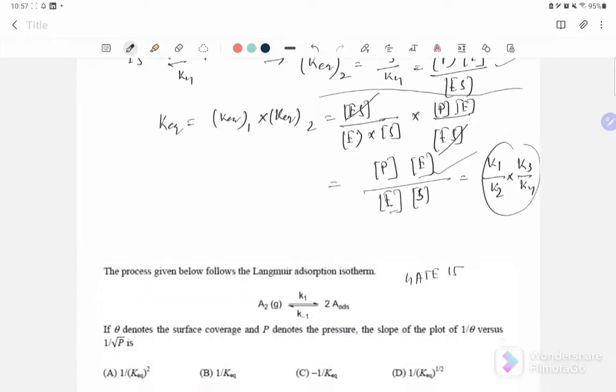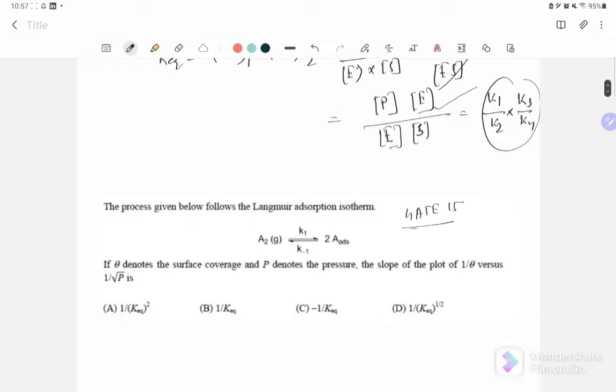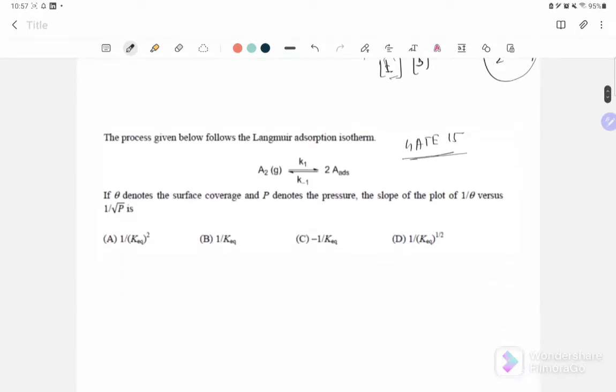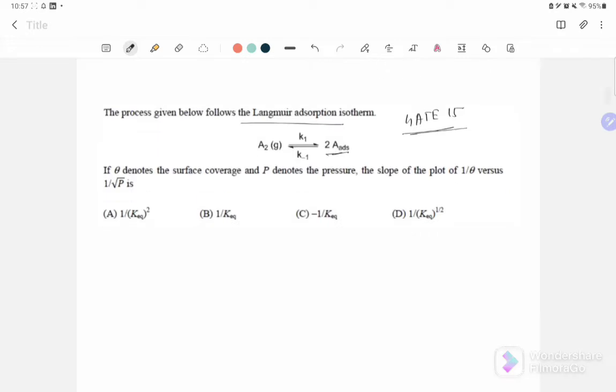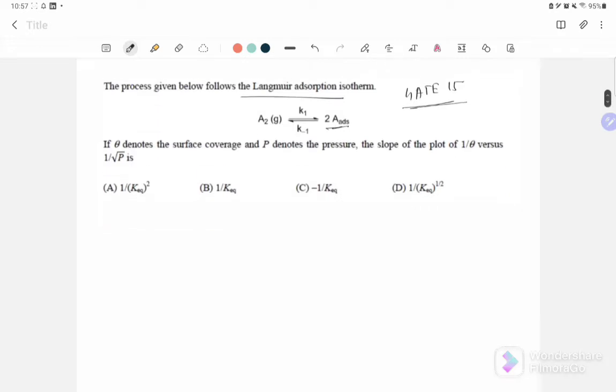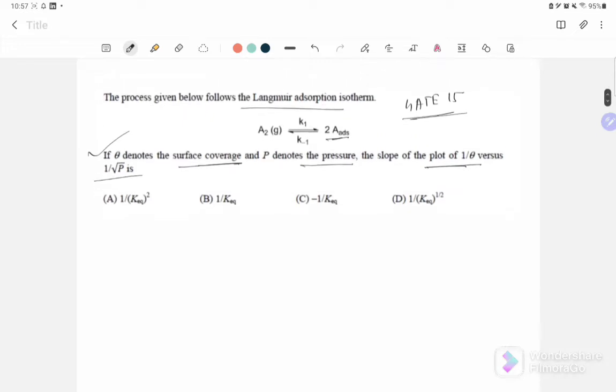So our next question that came in GATE 15. What is the question? The process given below follows Langmuir adsorption isotherm. The adsorption is dissociative in nature. If theta denotes the surface coverage and p denotes the pressure, the slope of the plot 1 by theta versus 1 by p.